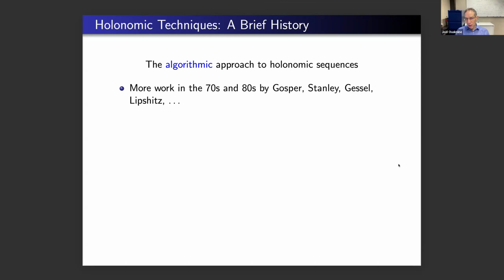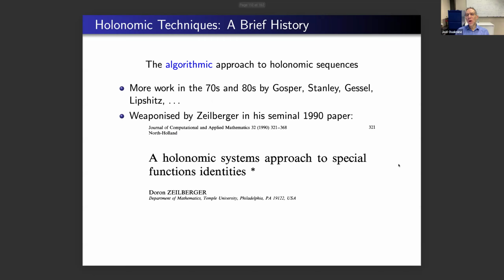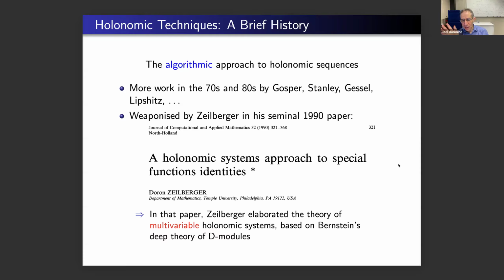And then there was a lot more work in the 70s and 80s by people like Gosper, Stanley, Gessel, Lipshitz. And this was all, I would say, weaponized by Zeilberger in a seminal paper in 1990 called A Holonomic Systems Approach to Special Function Identities. And that paper is actually quite a deep paper, because he does not just look at the univariate version of holonomic sequences, but he also looks at multivariate holonomic systems. And he actually has to use Bernstein's theory of D-modules for that. And this is very powerful, and this is what has led to the algorithms that I've described earlier.